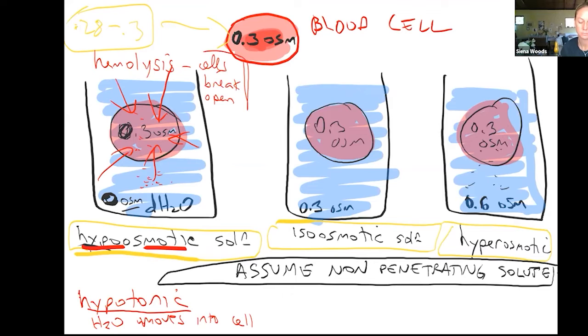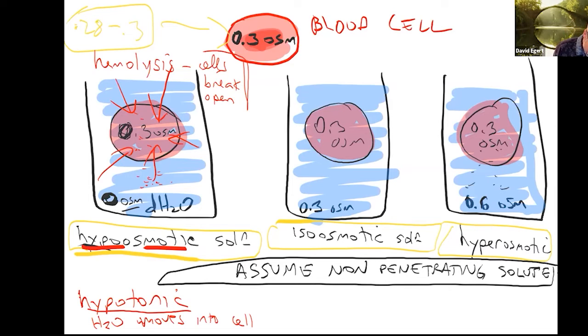Lyse means to cut open. So hemolysis, cells break up. If it's really strong, that happens if you put your blood cells in distilled water, they all explode. They just spill their hemoglobin into the solution, and it becomes this big red solution of free hemoglobin. There are no more cells in there anymore. All the cells have popped.